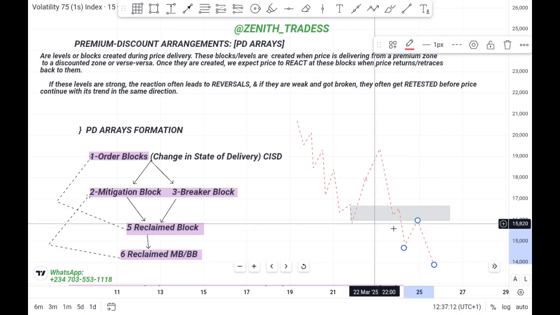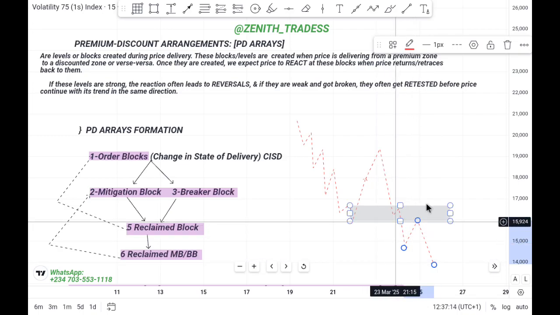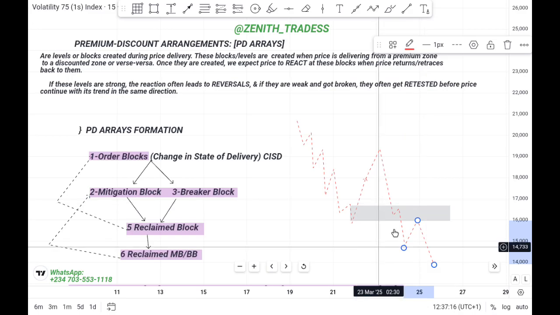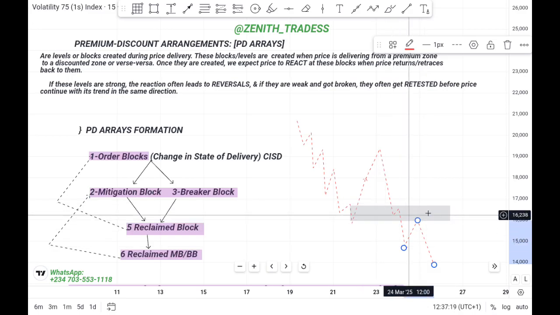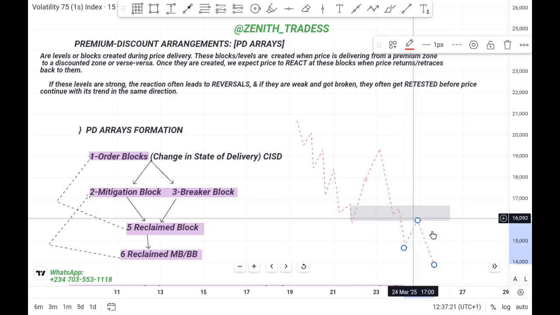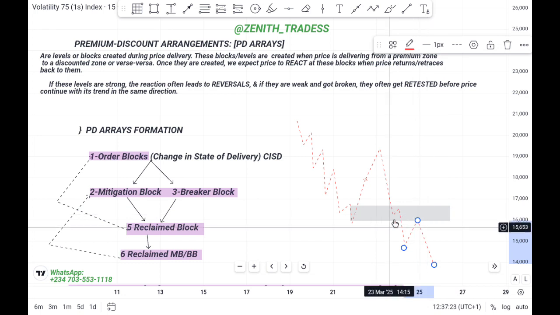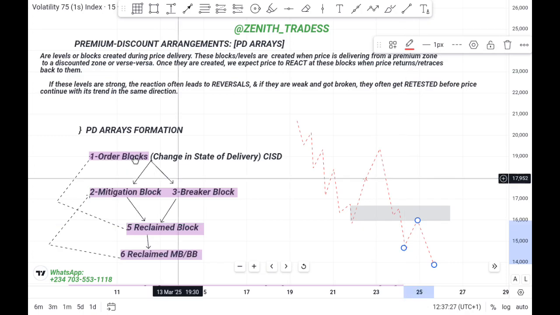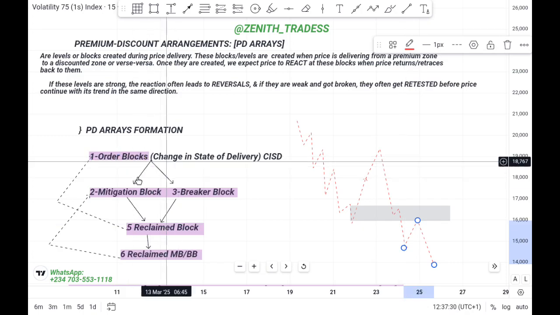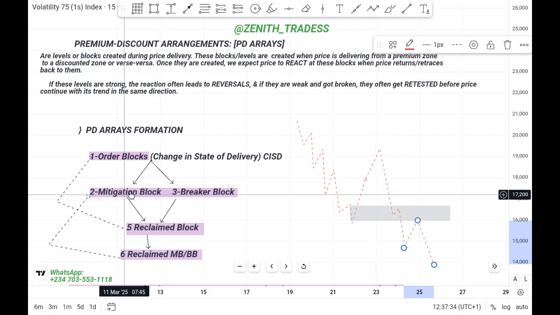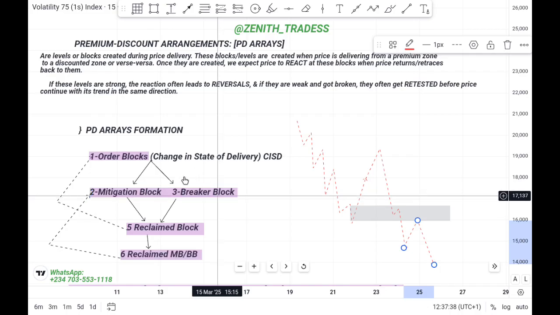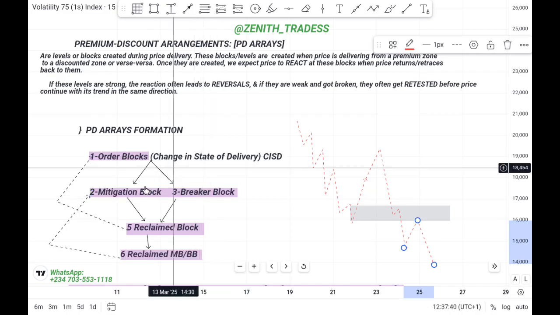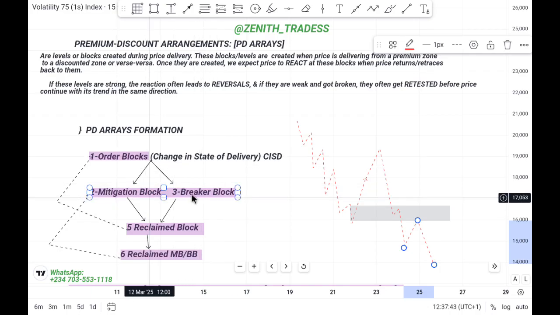So once price retests it this way and continues the bearish trend, it created another PDRA, right? And this is called a mitigation block. You can call this a mitigation block, and there are some cases where it can also be a breaker block. I'm going to let us know the difference between a mitigation block and a breaker block. When an order block fails, it will result in either a mitigation block or a breaker block, right? So it was the failing of the order block that gave birth to the mitigation block or the breaker block.